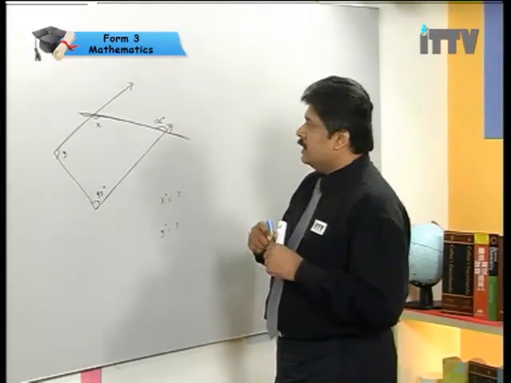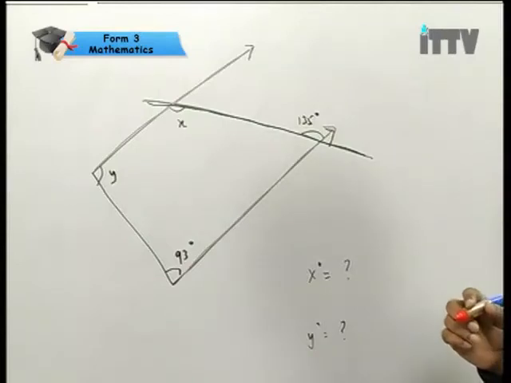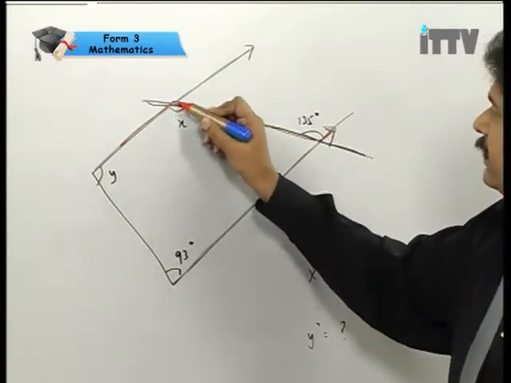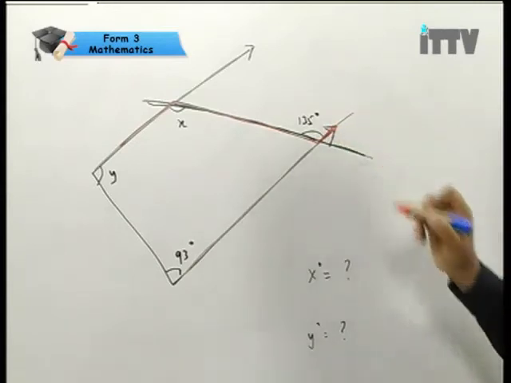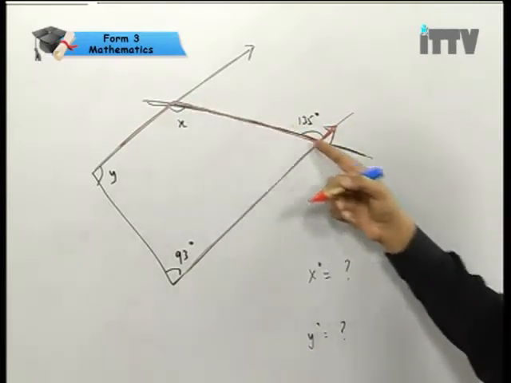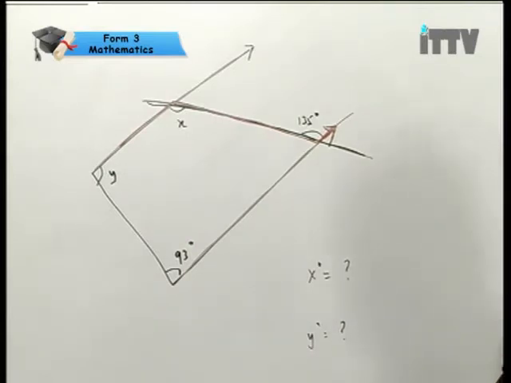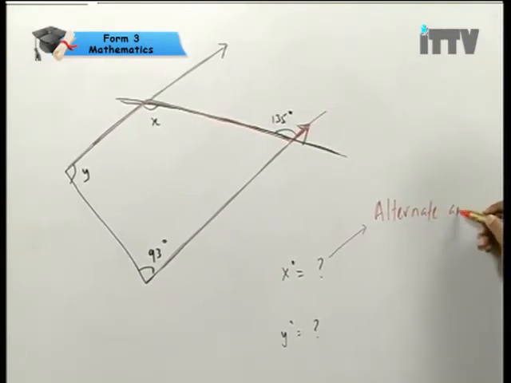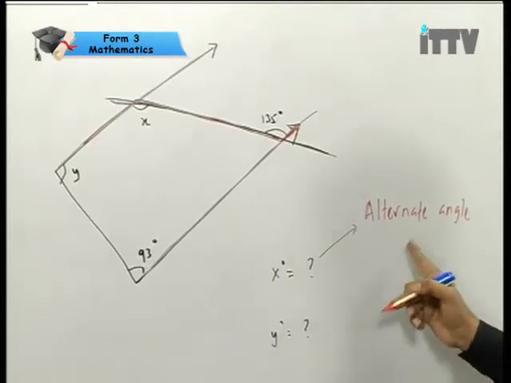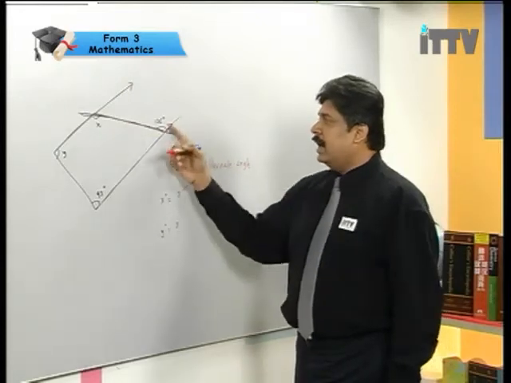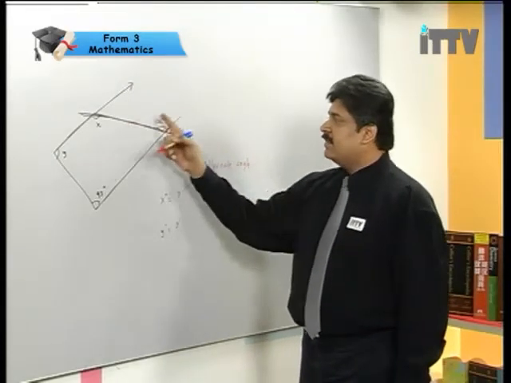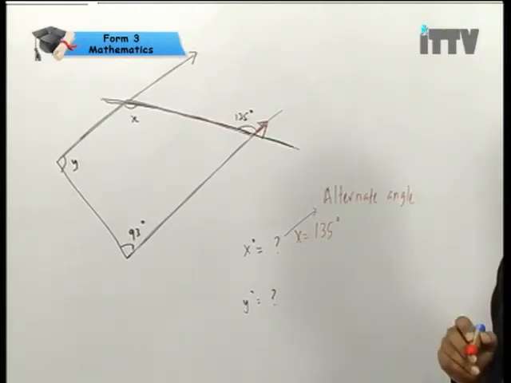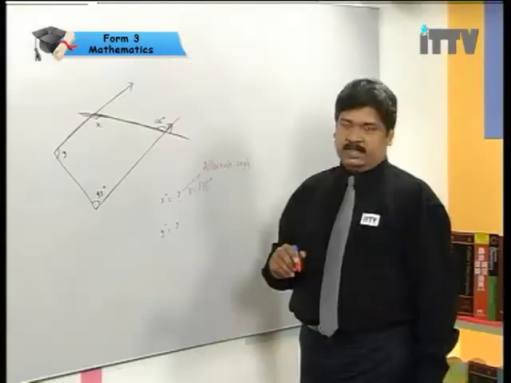If you look closer, x is actually in the form of a Z. To find the value of x, it is actually a Z type of angle. And when you talk about a Z type of angle, we are talking about alternate angles. So therefore, x is actually an alternate angle. When you talk about alternate angles, the concept is that alternate angles are equal. Therefore, the value of x is equivalent to 135 degrees. So x will produce 135 degrees. It is that simple.